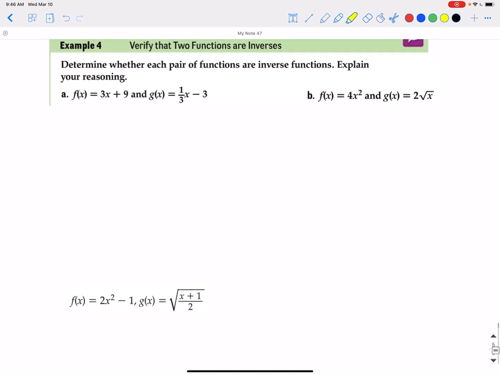So, determine whether each pair of functions are inverses and explain your reasoning. Your explanation is simply just showing your work. So, on your assignments, you would have to show your work on these. So, if f of x equals 3x plus 9 and g of x equals 1/3 x minus 3, then we can start by seeing if these are inverses by doing f of g of x.